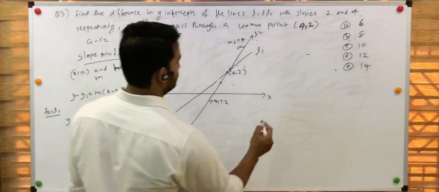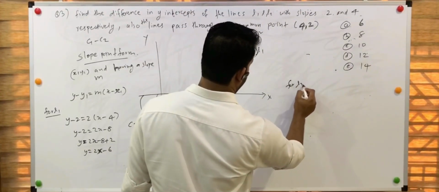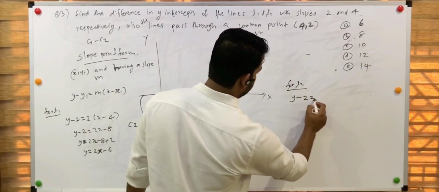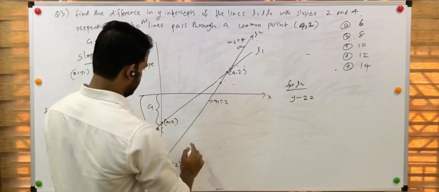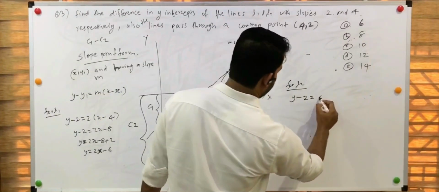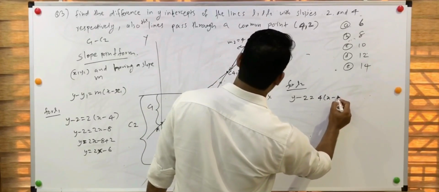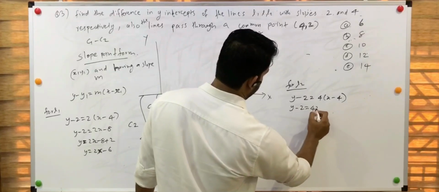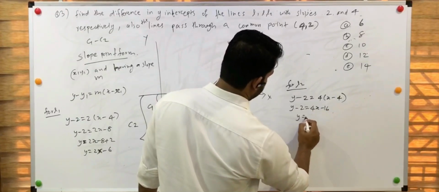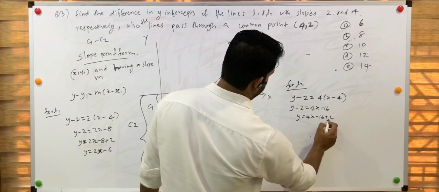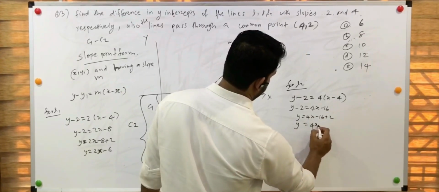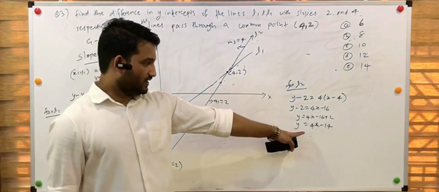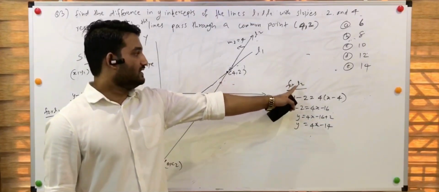Similarly for L2, y minus y1 is 2. m for L2 is 4, so 4 into x minus 4. So y minus 2 is equal to 4x minus 16. y is equal to 4x minus 16 plus 2. So y is equal to 4x minus 14. This is the equation for the straight line L2.